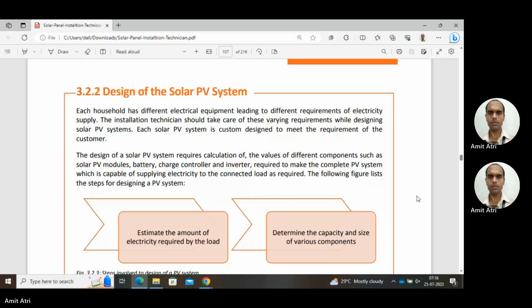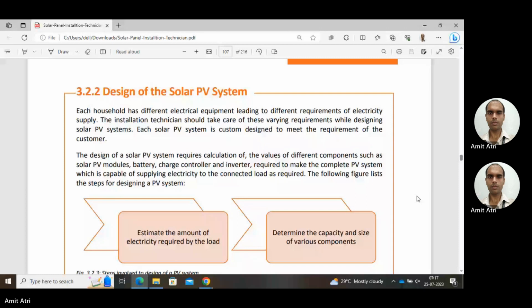Okay, so design of the solar PV system begins with the components. Each household has different electrical equipment leading to different requirements of electric supply. Means we have to consider the load, how much load is being supplied by the system. The installation technician should take care of these varying requirements while designing a solar PV system. The requirements are not constant. Load can change. It could be higher sometimes, it could be lower.